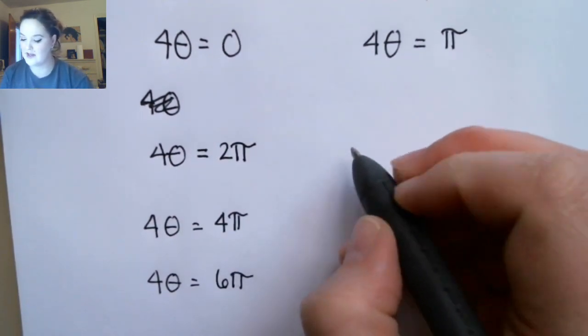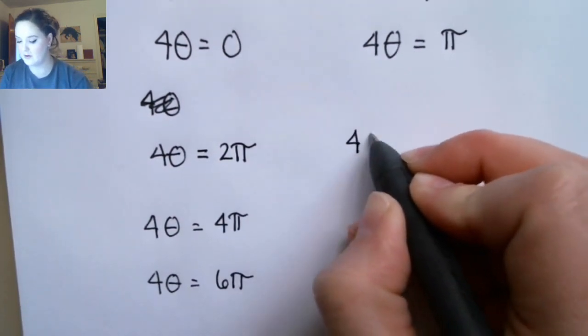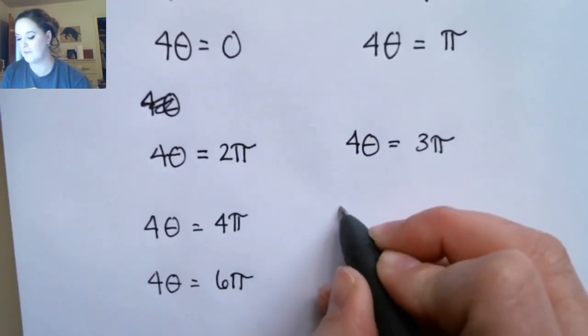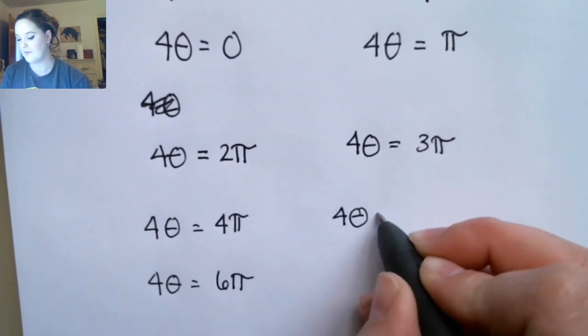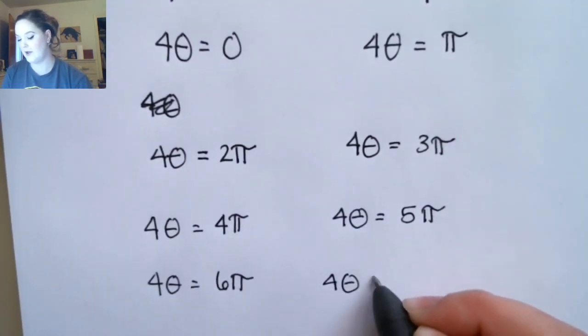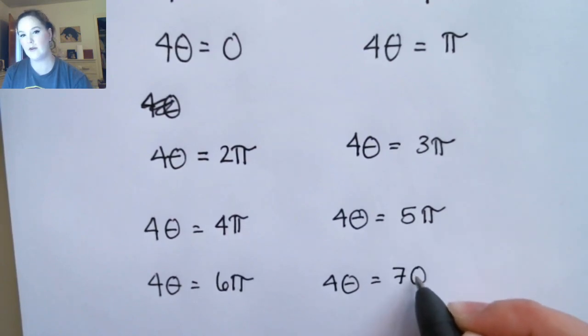Okay, we're going to do exactly the same thing over here. The first coterminal solution is 3 pi, then 5 pi, okay, and then 7 pi.